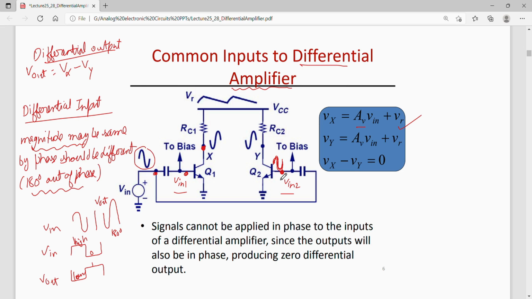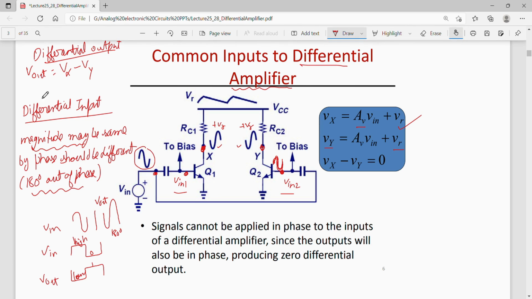Now this input to Q2 is also the same, so the output here will also be the same. So that means at Vx and Vy we get these two outputs plus ripple. One can write the node potential at Vx as gain multiplied by Vin plus Vr. Similarly, Vy would be gain multiplied by Vin, both Vin are the same, plus Vr, the ripple coming from VCC. And the differential output Vx minus Vy in this case would be 0.